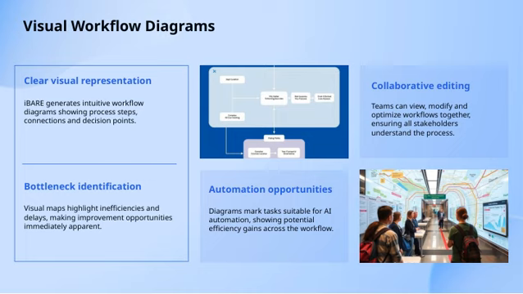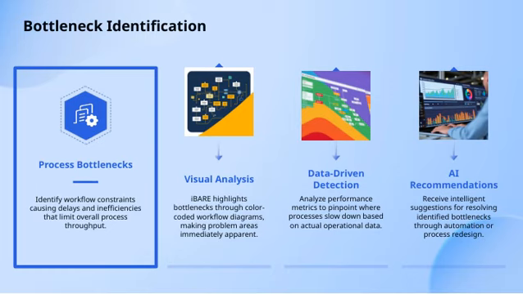Overall, these visual workflow diagrams are a powerful tool to enhance clarity, identify issues, unlock automation potential, and foster teamwork, all aligned with our goal of streamlining operations and boosting efficiency. Let's take a closer look at bottleneck identification. The first step is to pinpoint those process bottlenecks, essentially, the workflow constraints that cause delays and inefficiencies. These are the areas that limit the overall throughput of the process, so identifying them is crucial for improving efficiency.